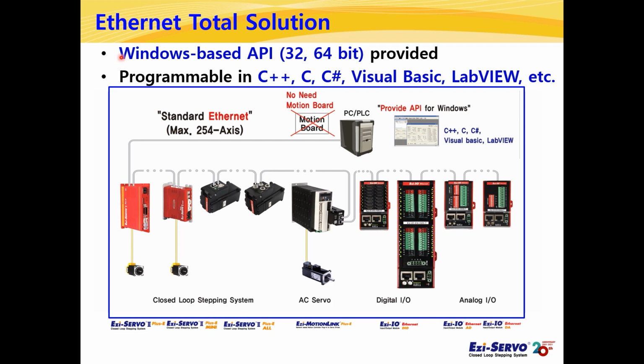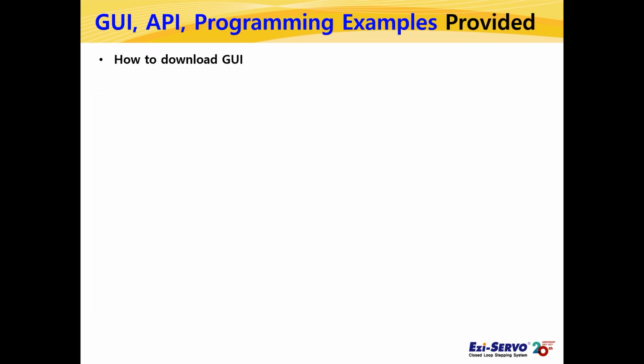Since FASTECH basically provides Windows-based API for Ethernet products, customers can select development languages like C++, C, C#, Visual Basic, LabVIEW, etc. for programming. In addition to the API, GUI software is also provided and can be downloaded for free from the FASTECH web page. As mentioned earlier, FASTECH provides GUI software, Ezi-MOTION+E, and an API for Windows free of charge. First of all, the GUI software can be downloaded for free from the website.